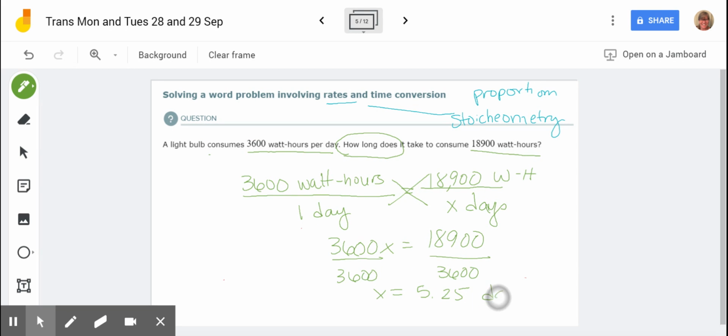5.25 days. Now, if they did want you to change 0.25 days into, say, hours, what is a quarter of a day? There's 24 hours in a day, so you'd multiply that. It would be 5 days, 6 hours, because a quarter of a day is 6 hours. All right, that's the proportion.